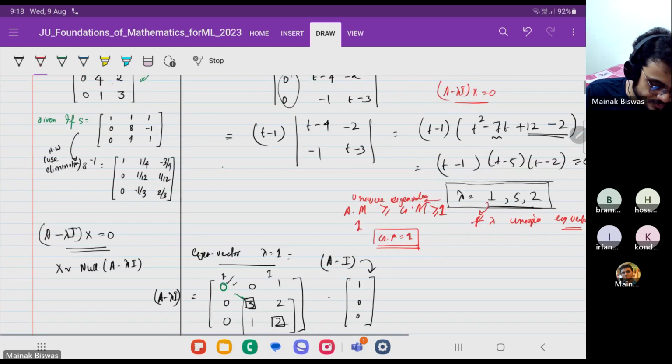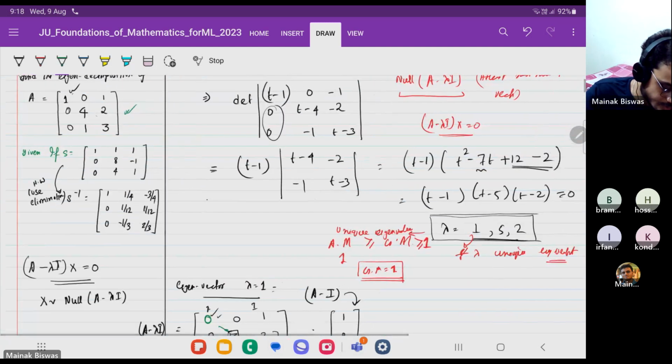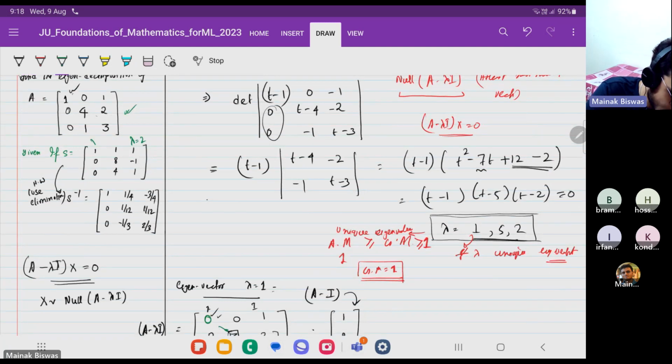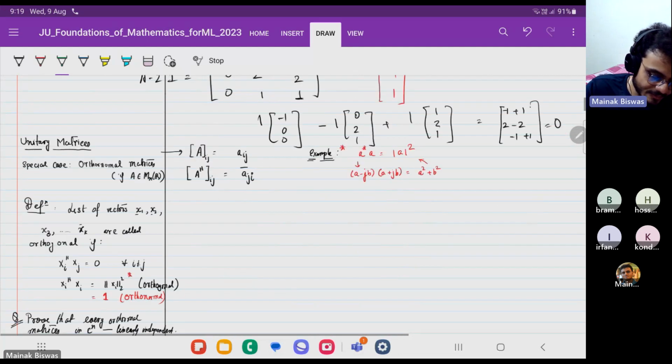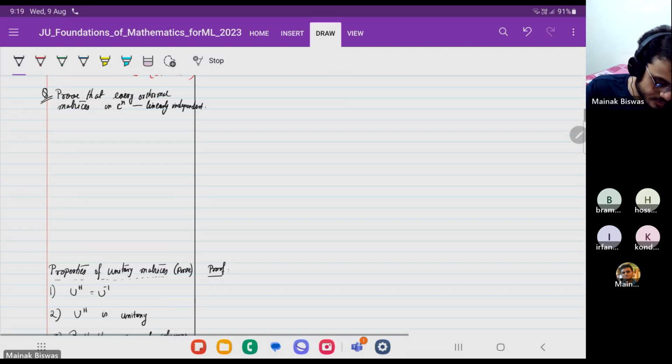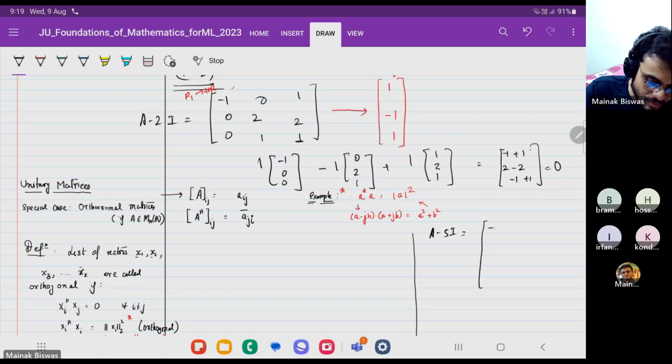Yes or no? So let us do the third one. So we have lambda equal to 2, lambda equal to 1, and say lambda equal to 5. So lambda equal to 5, let us try and find out. So what is A minus 5I? Can you tell me the matrix? -4, subtract -3 from this. Is this okay?